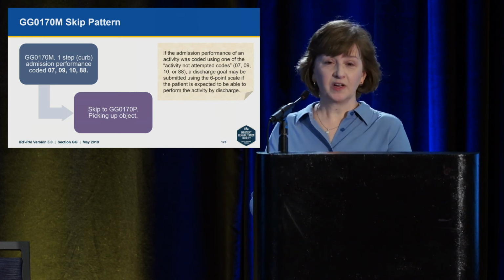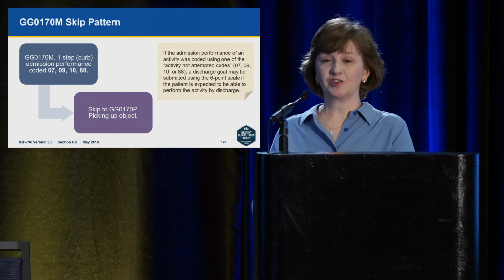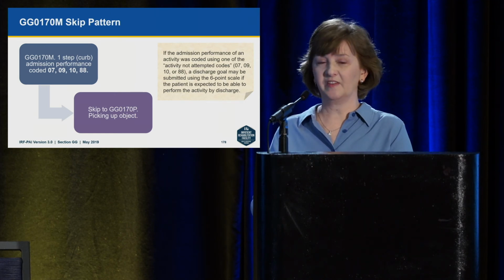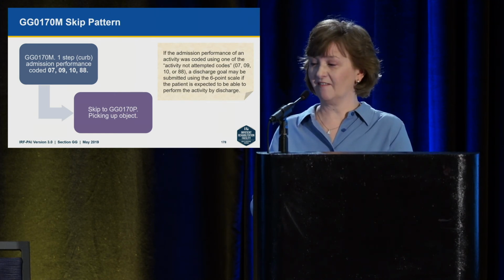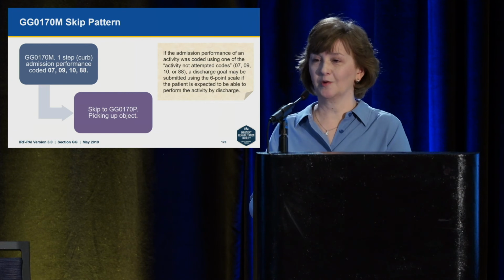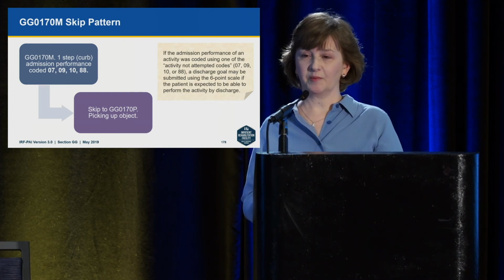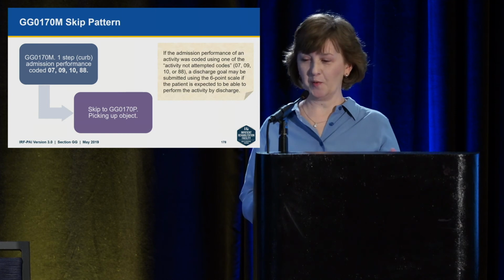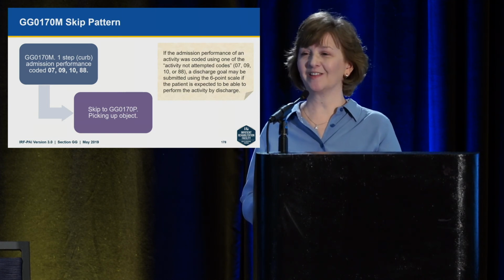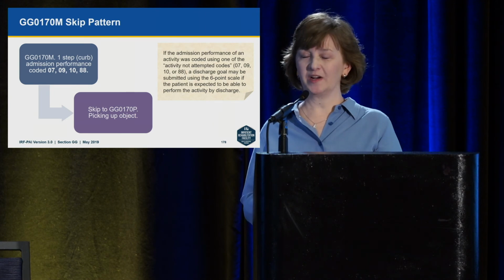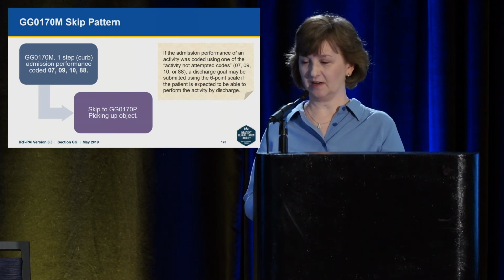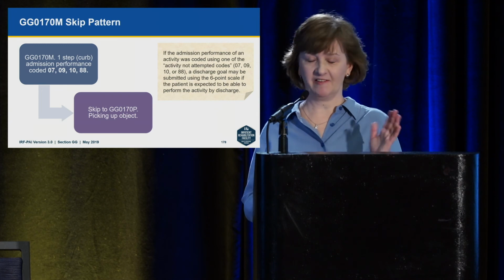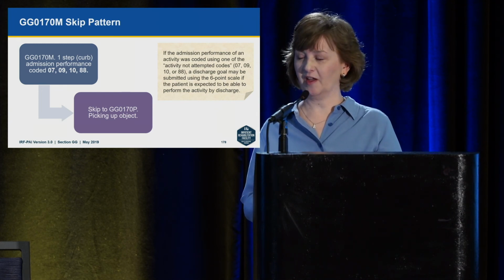Just in the coding post-it note there, if the admission performance for the activity was coded using one of the activity not attempted codes, that is 07, 09, 10, or 88, a discharge goal may be submitted using the 6-point scale if the patient is expected to be able to perform the activity at discharge. Similar to what I talked about with walking, if the person on admission was coded 88, but you're expecting that the person will be able to go up one step by discharge, they can get coded a 5 or a 6 or a 4, whatever you think.